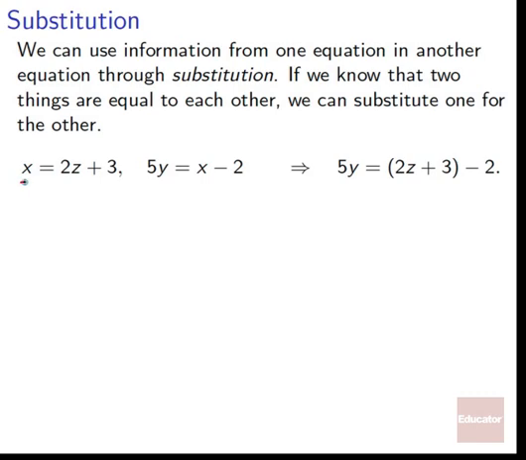For example, if we know that x is equal to 2z plus 3, and we also have this equation that 5y equals x minus 2, well, we can go, oh, hey, look. Right here, I've got an x, and I also know that x is the same thing as saying 2z plus 3. So we take this information and we plug it in for x. So that's what gets us quantity 2z plus 3. We'll replace that x, so we have 5y is also equal to (2z plus 3) minus 2.